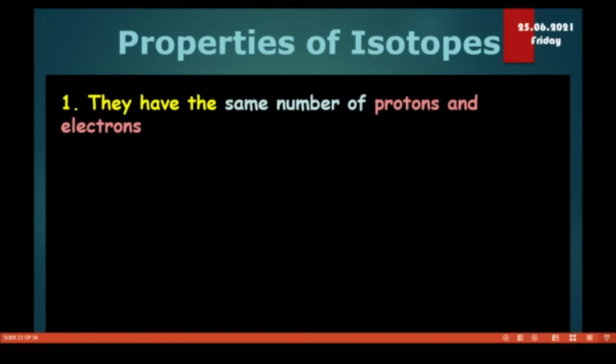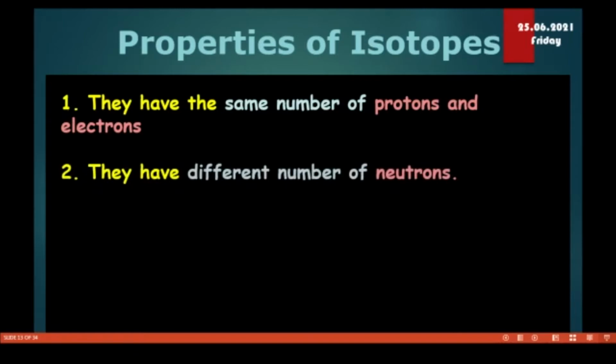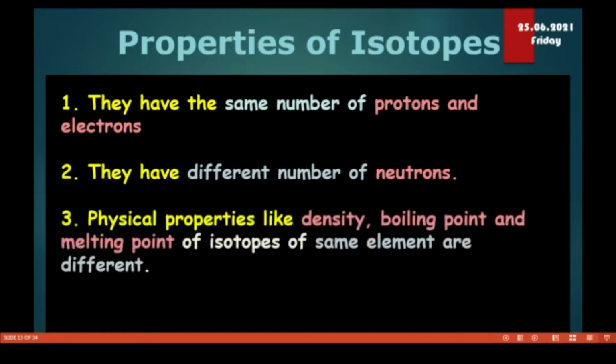Listen, students. Same number of protons means the electrons are also the same. Second point, they have different numbers of neutrons. Same number of protons, same electrons, different number of neutrons. Third, physical properties like density, boiling point and melting point of isotopes of the same element are different.